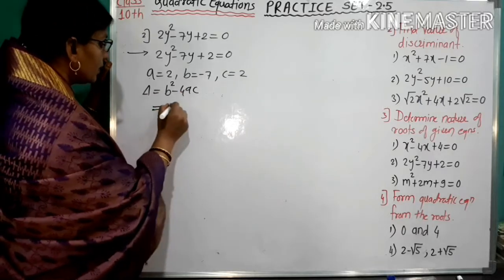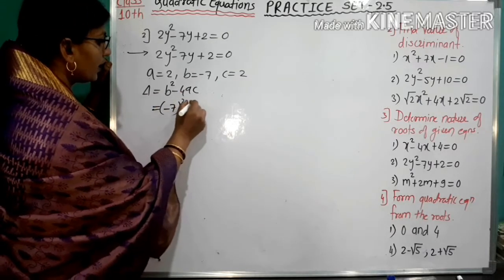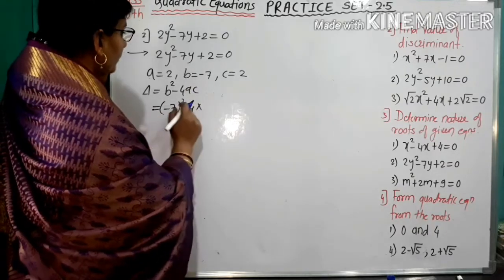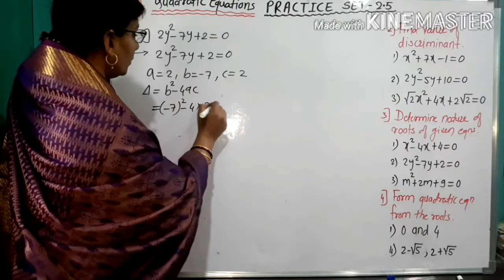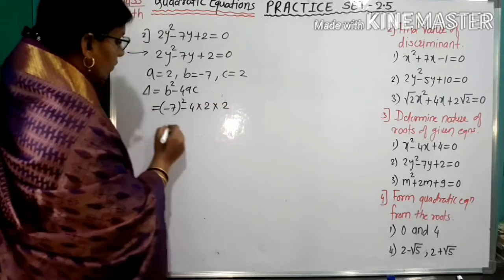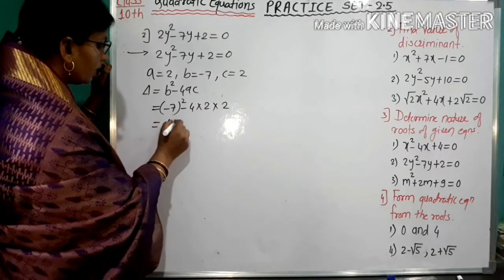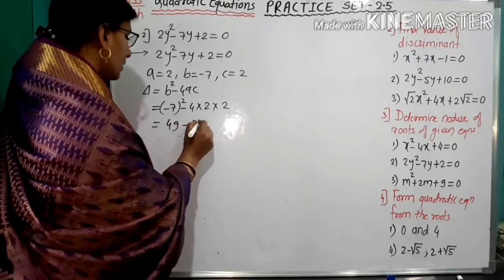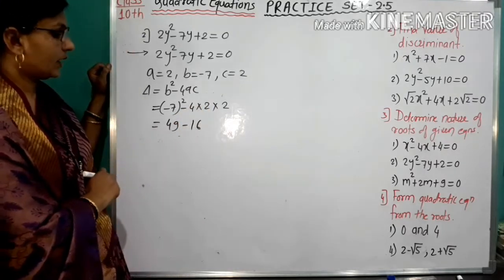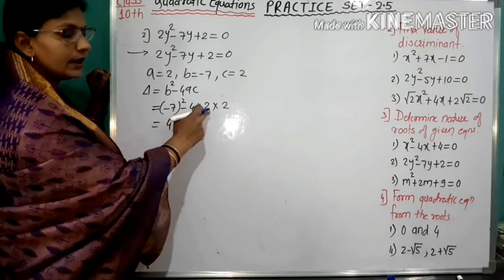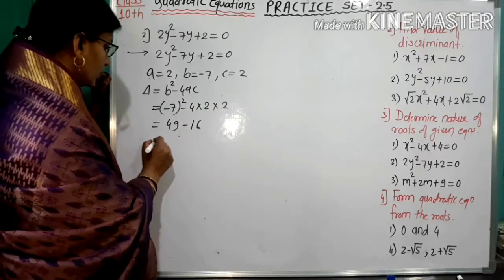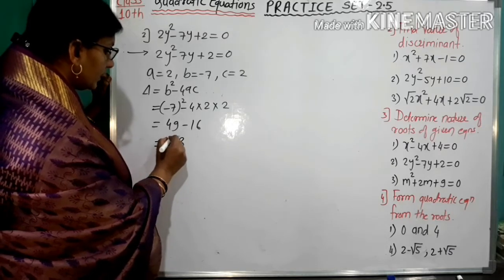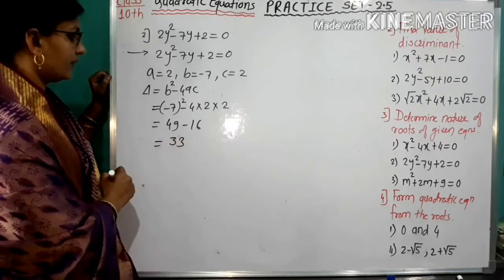Then put the values: minus 7 bracket square minus 4 into value of b, a is 2, and value of c is also 2. Therefore this is 49 minus 16. 4 into 2 is 8, 8 into 2 is 16. So if we subtract this, the value is 33.